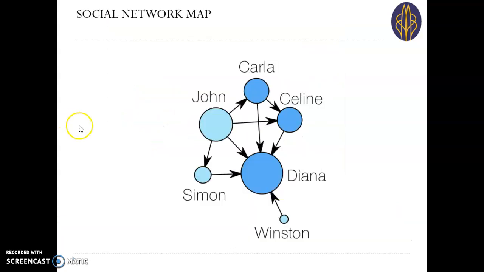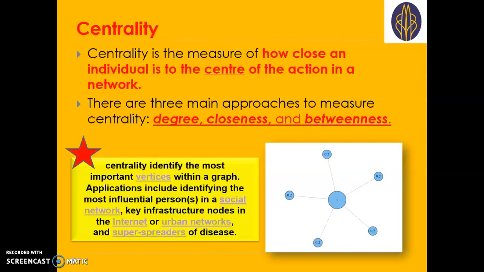This is an example of another simple social network map between a few people. This could be people or group mates that are doing the same project. In this social network analysis, we can draw a map, as you can see here, a simple map, and then there will be approaches to measure degree, closeness, and betweenness.